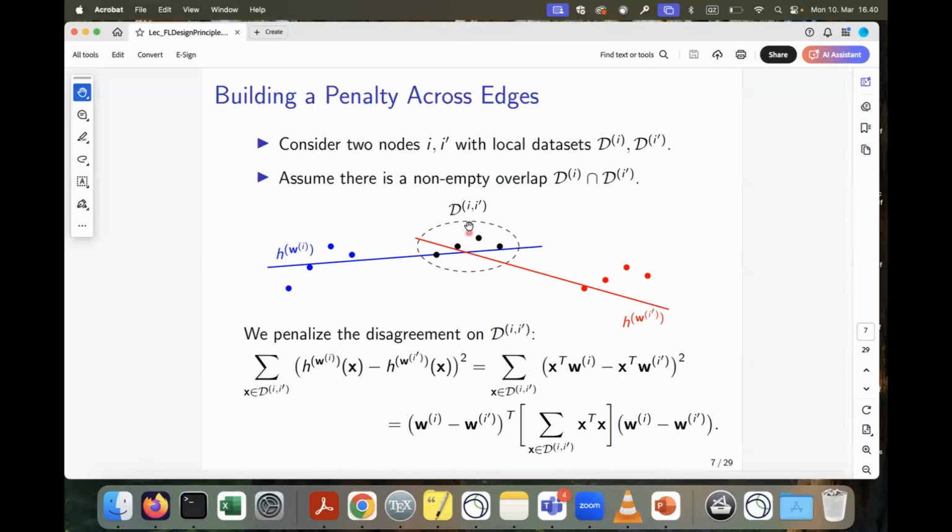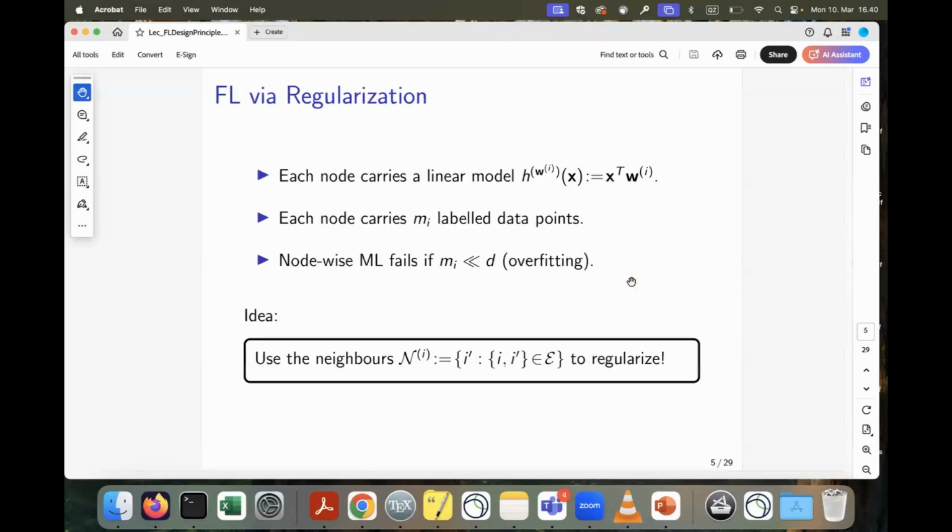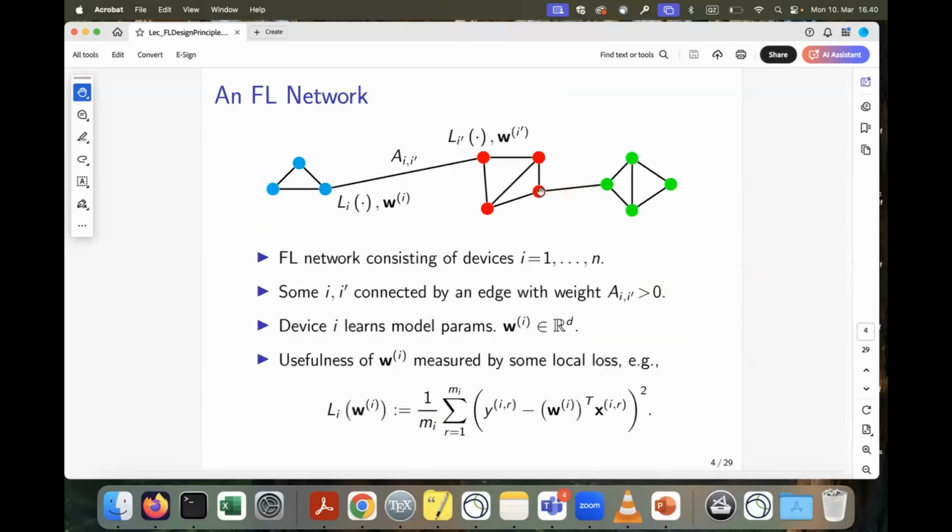Yeah, I would like to point out that this test set on which we compare those two models can be different for different edges. So this test set is tailored to a pair of nodes. So this test set is only used for node I and I prime, and for another pair of nodes, for another edge in our federated learning network, we might use another test set. So we can tailor this test set to the edges in the network. And also this test set in some sense is a design choice.